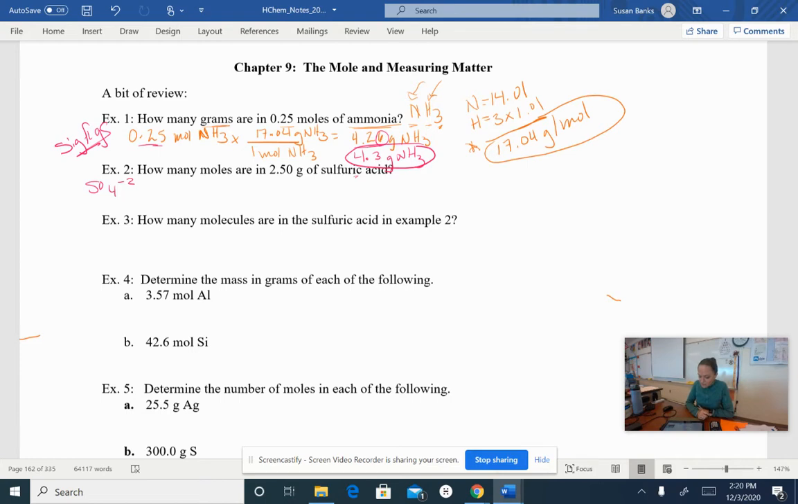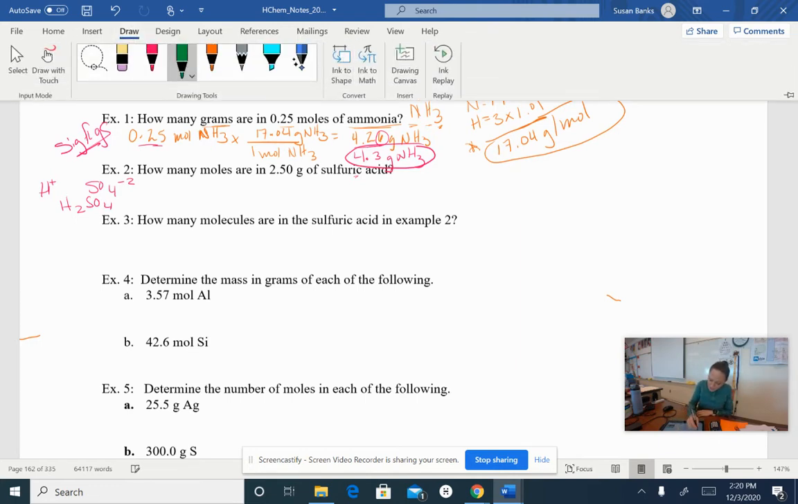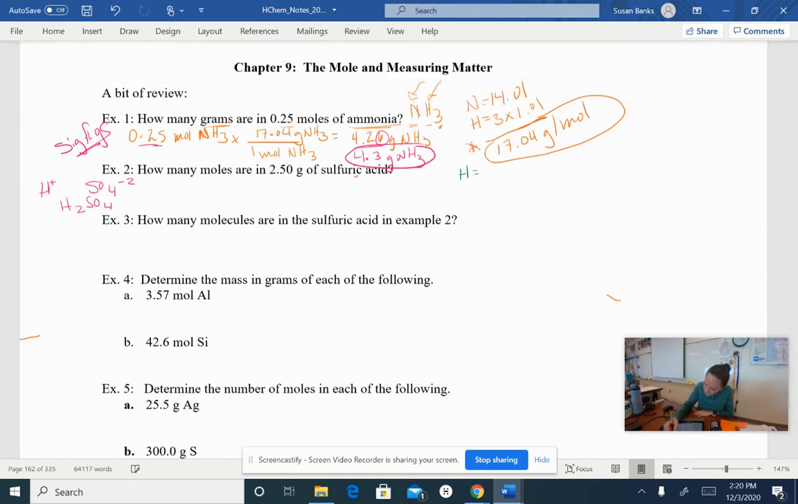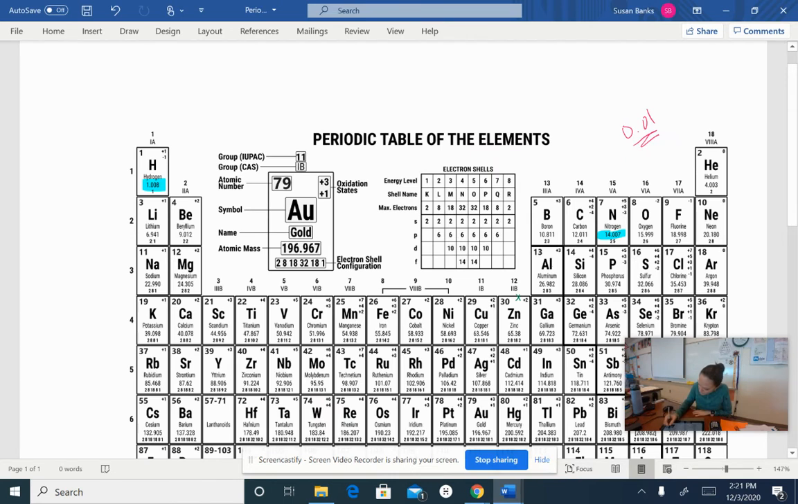If that's a negative 2, how many hydrogens of +1 do I need to add to it to get that to balance? If you said 2, you are correct. So my formula is H2SO4. The next thing I need to do is find my molar mass. So I need to find 2 hydrogens. We already did hydrogen up top. I have 1.01 times 2. I need to find sulfur. Sulfur, I have 32.066. So that's going to round to 32.07.